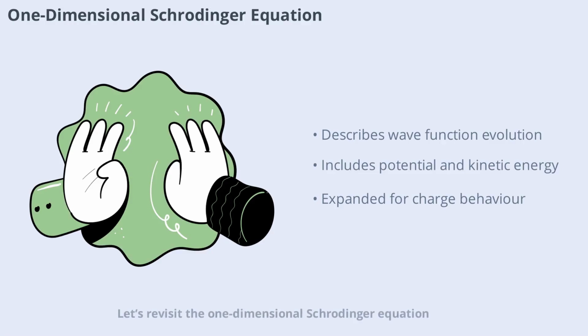Let's revisit the one-dimensional Schrödinger equation, which forms the basis for many quantum calculations. This equation describes how the wave function of a particle evolves in space and time, factoring in potential energy and kinetic energy. By substituting new relationships involving charge and velocity, the equation can be expanded to include charge behavior, offering a more complete picture of particle dynamics.